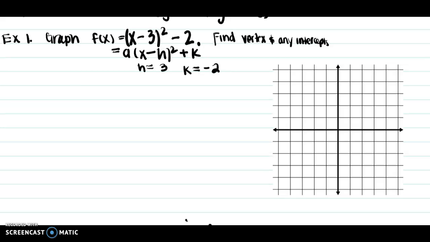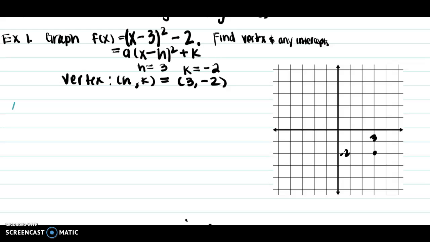So therefore, the vertex, remember that's (h, k), is equal to (3, negative 2), and that would be our vertex. So let's go ahead and graph that. So (3, negative 2). All right, and then we're going to go ahead and find the intercepts.